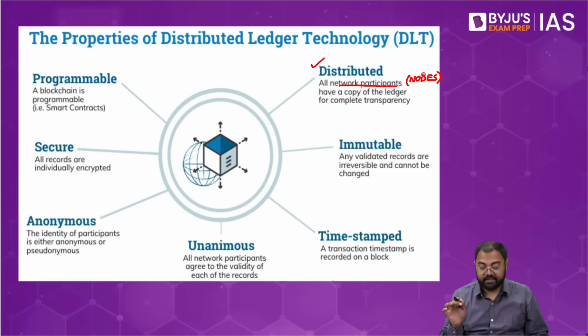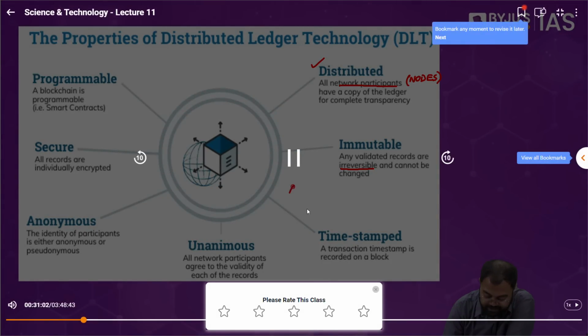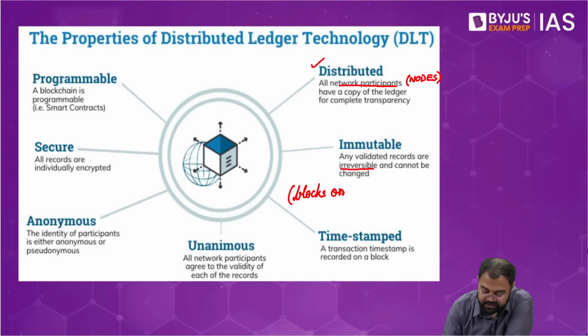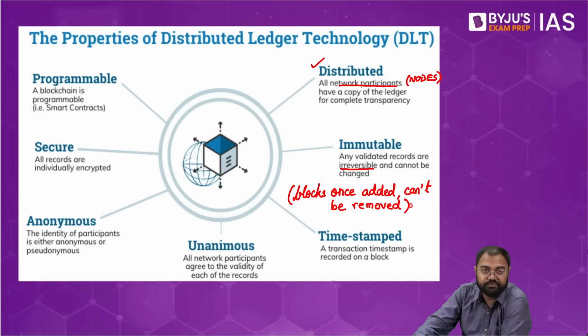Then we say that it is immutable, meaning that all the records are irreversible, something that we discussed, that blocks, I'm just writing it here, the blocks once added can't be removed. So this is what we mean by immutability, that once you've added a block to the blockchain, you cannot remove that block anymore. Then all the transactions are timestamped.